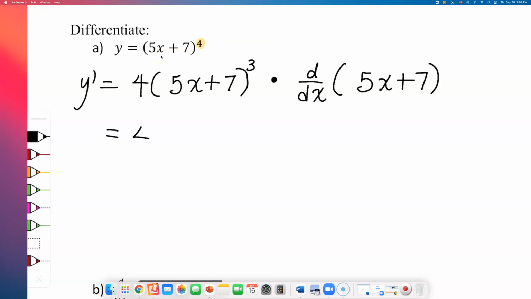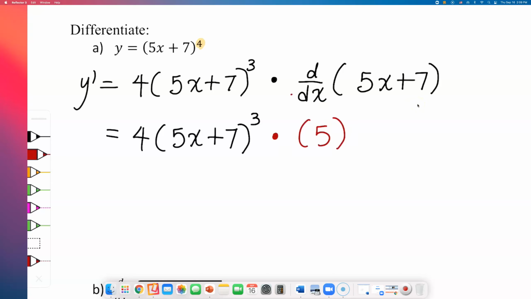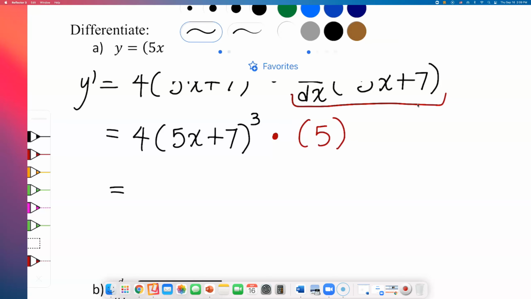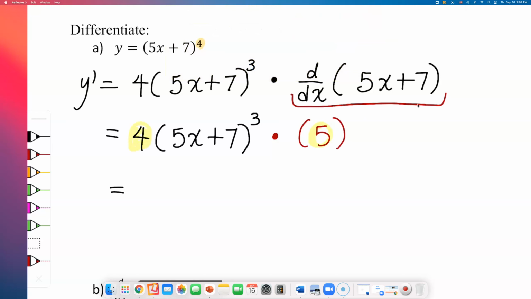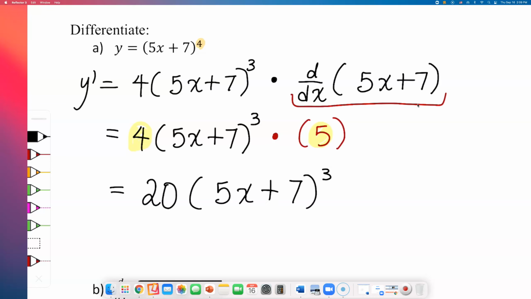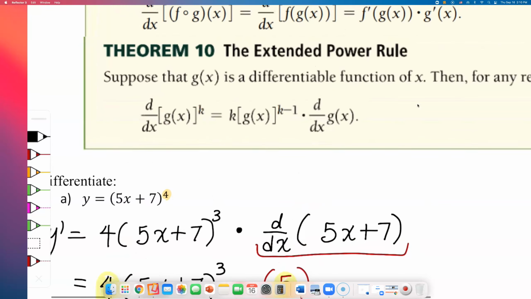Let's simplify this. I have 4 times 5x plus 7 to the third power. But now we're working with the derivative of 5x plus 7. What's that going to be? That will just be 5, right? This part is just 5. So if you do your final simplifying, you can multiply these coefficients. You can multiply 4 times 5 and say that your final answer is 20 times 5x plus 7 to the third power. Okay, so this was an example of a chain rule, and the rule is explained right here.